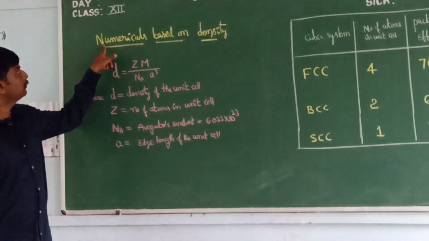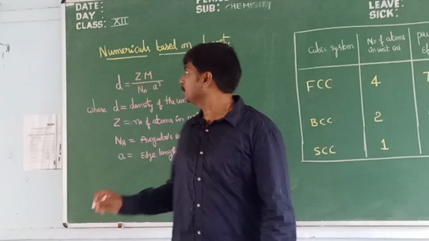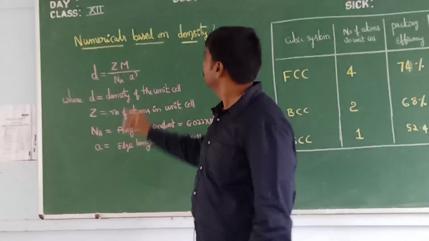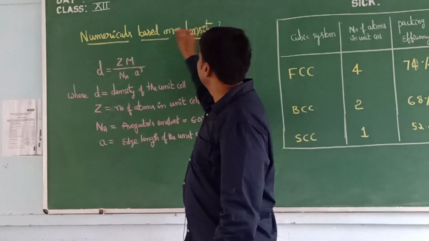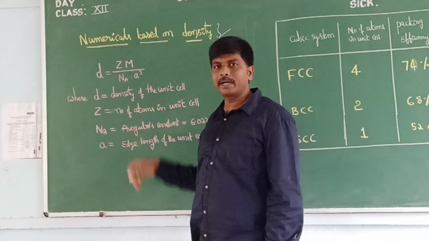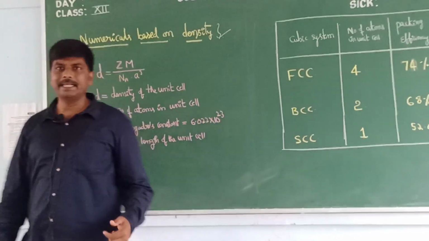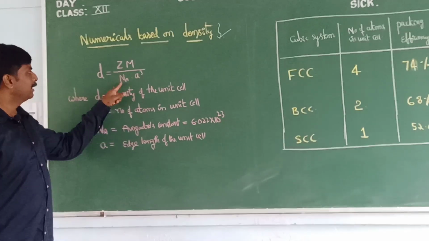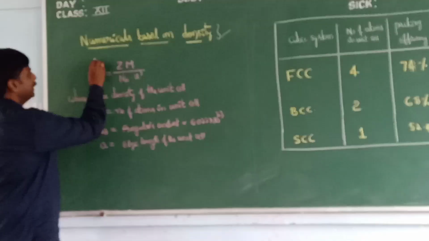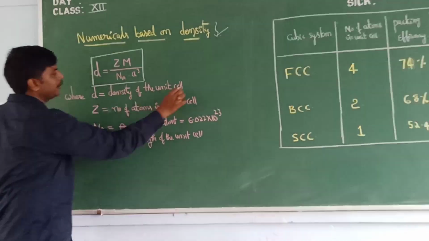So now we will discuss numericals. Before going to solve numericals, there is only one formula in this chapter. Numericals based on density. So it is the formula to calculate density: D is equal to ZM by Na into a cube. It is the formula to calculate density of the unit cell.